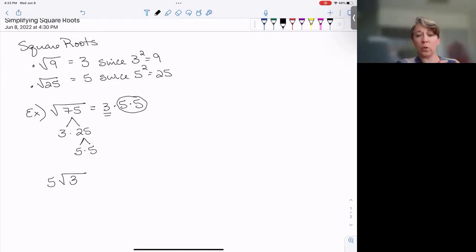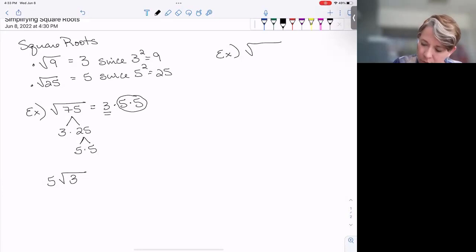So remember, square roots undo squares. That's why it equals just the 5 on the outside, because the square root undid that 5 squared, but the 3 didn't have a square, so he can't come out. So he stays in. Let's do another one. Let's do the square root of 27.